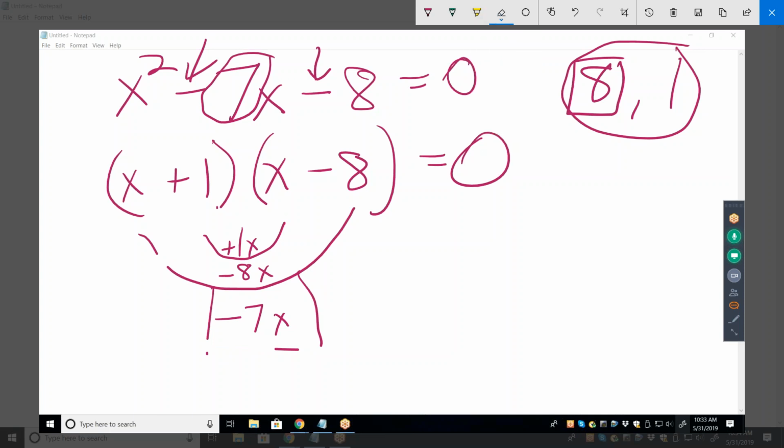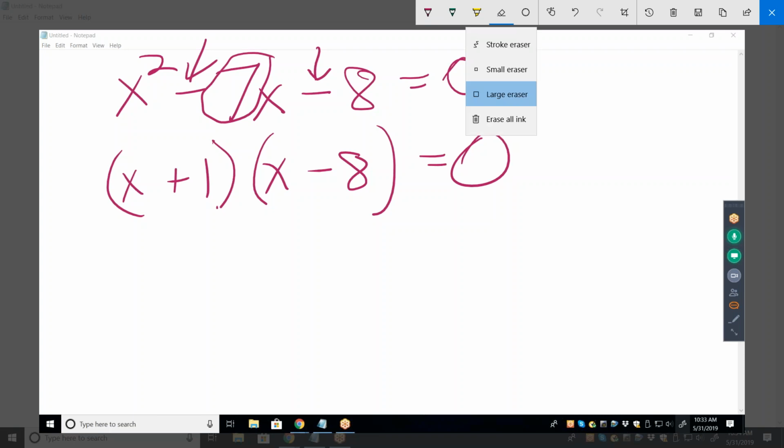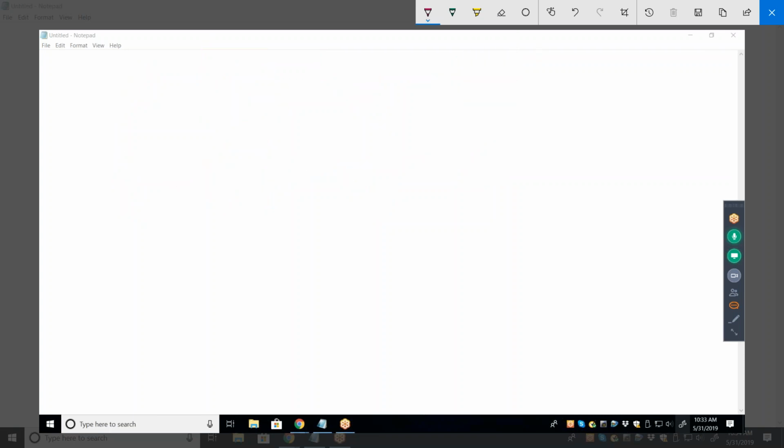All right. Okay. So now give me the solution. Oh, the solution will be negative 1 and 8. You got it. The next question is, what is the vertex of the function x squared minus 6x plus 8 equals 0?